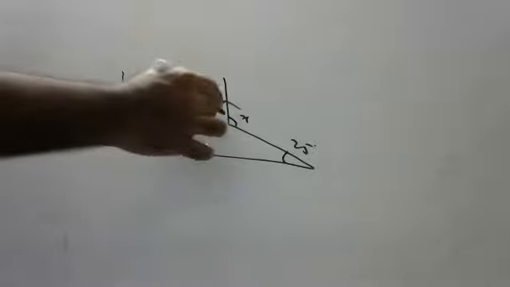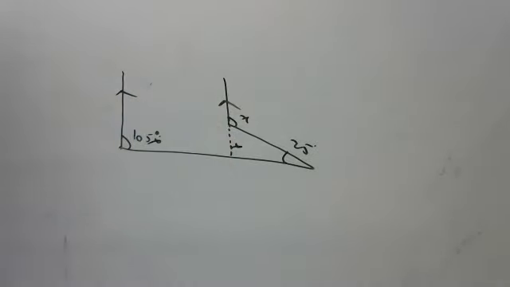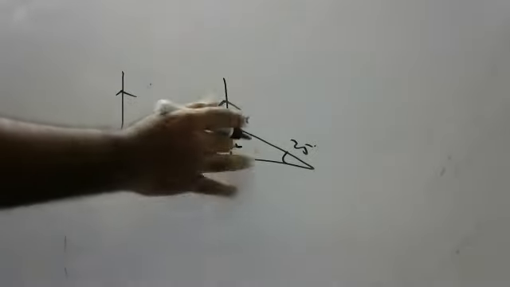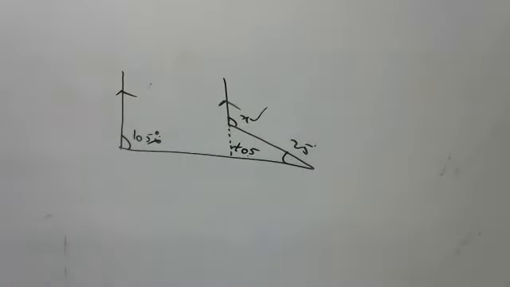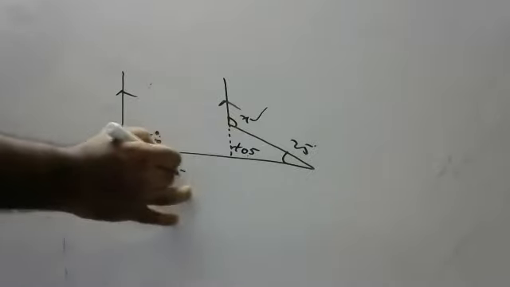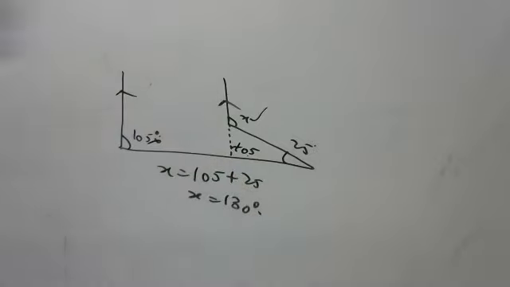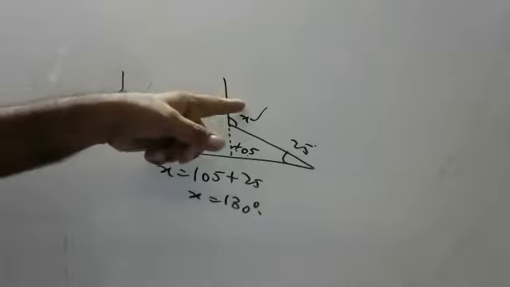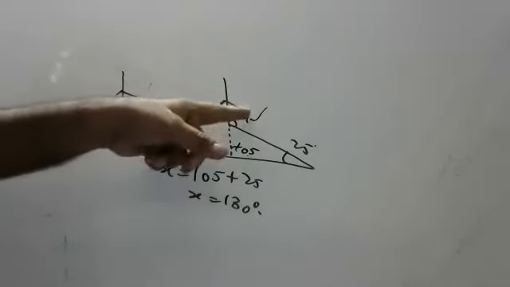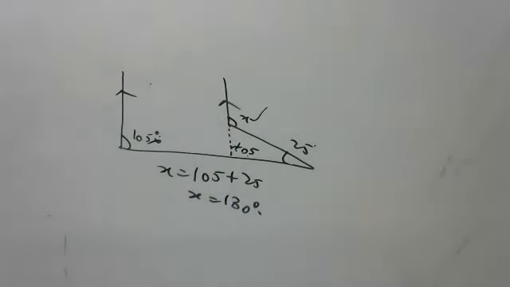Children, I will drop one line like this. If this is 105, what will be this one? 105, corresponding angle. Very good. And exterior angle is equal to the sum of the opposite two interior angles. x is equal to 105 plus 25. x is equal to 130. Finish. Sum is over. If this is 105, this is 105 corresponding, and exterior angle equals the sum of interior opposite angles. That's all, children.